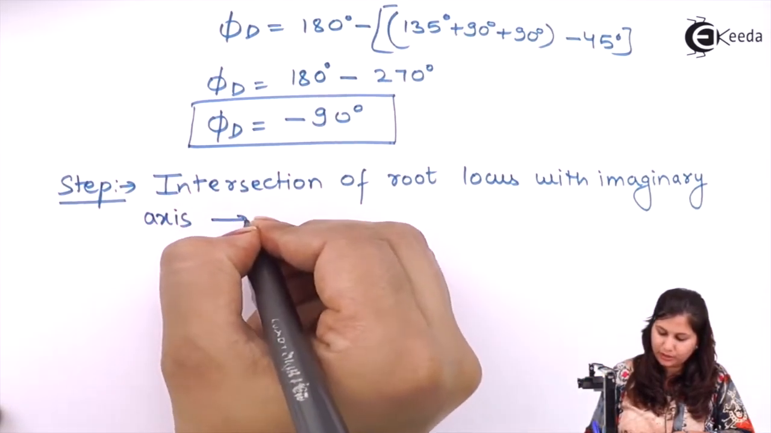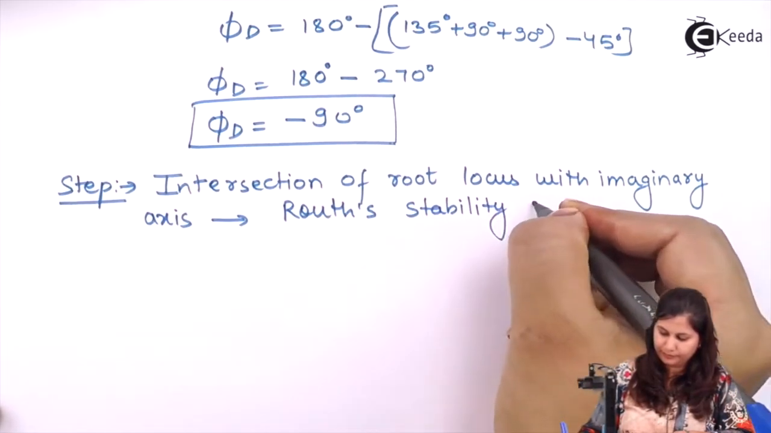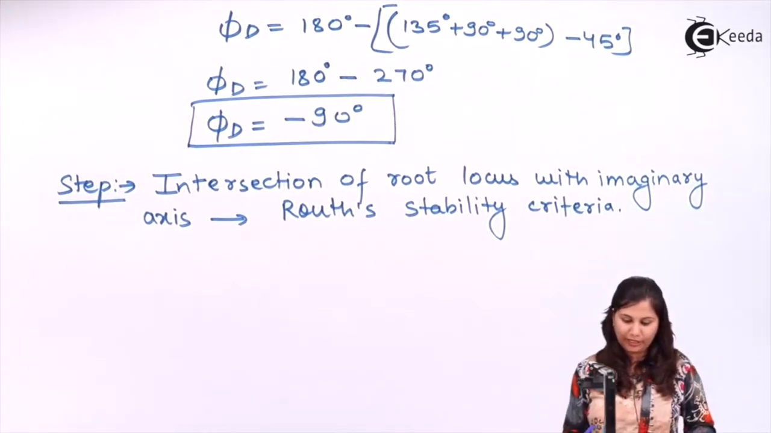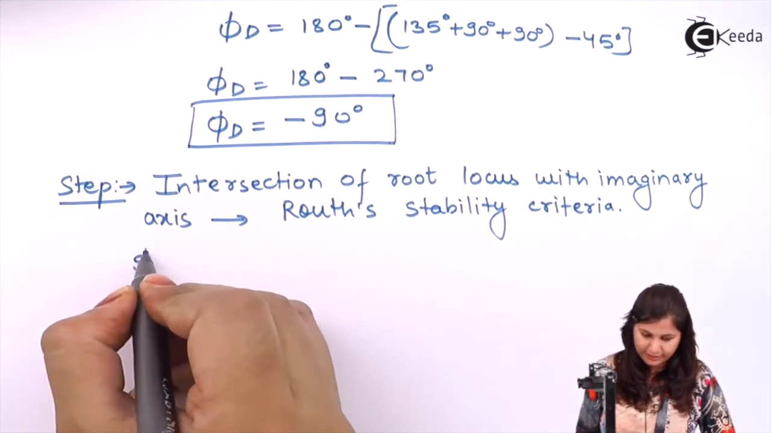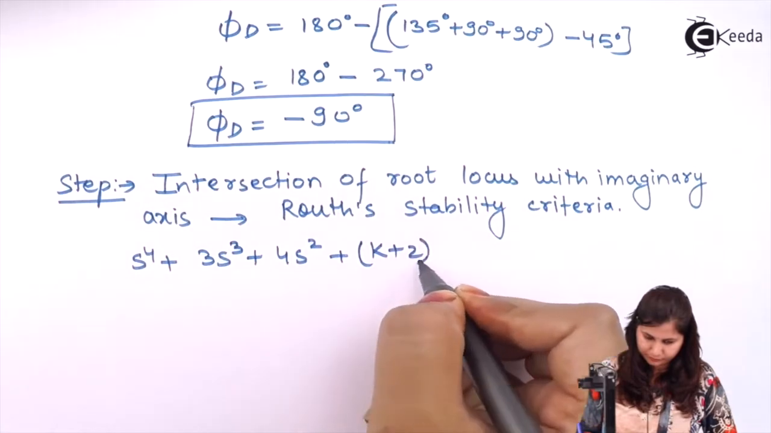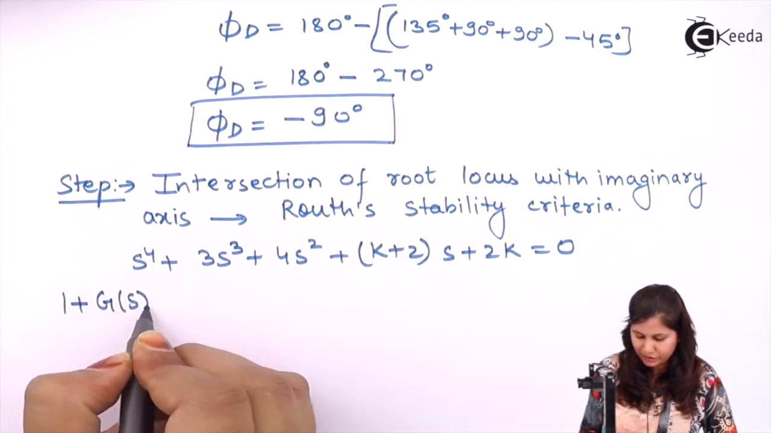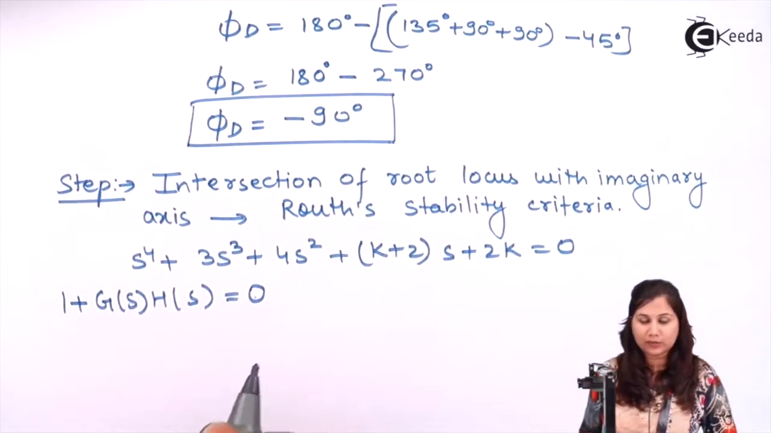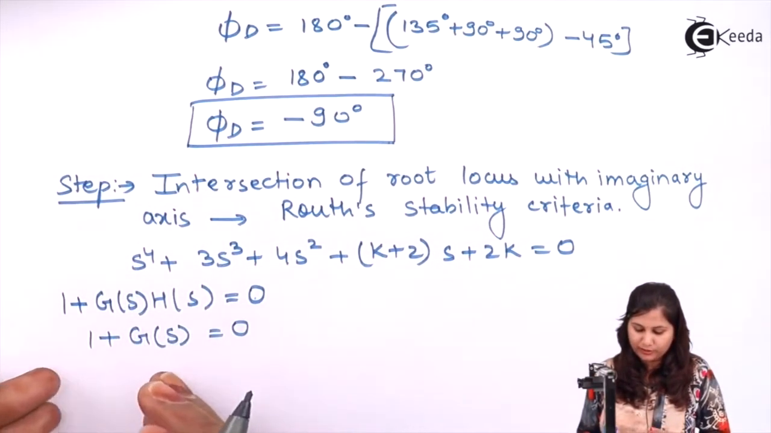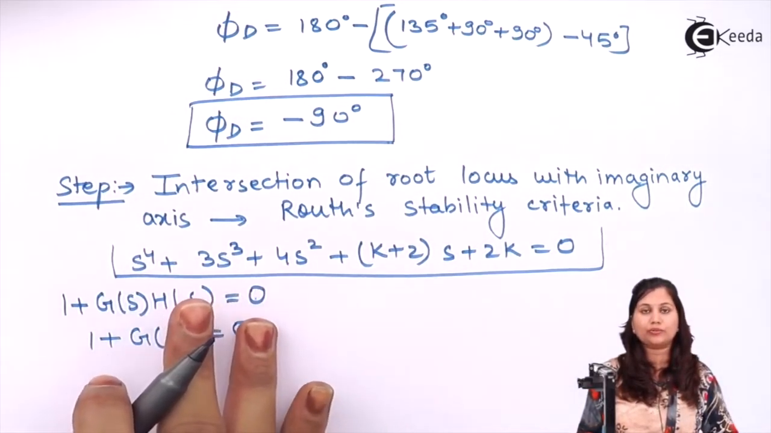For this, we will use the Routh stability criteria, and for the Routh stability criteria, we will form the Routh array. So for the Routh array, we first have to obtain the characteristic equation. The characteristic equation for this system, we have already obtained. For the characteristic equation, you have to put 1 plus G(s)H(s) equals 0. H(s) here is 1, so you put 1 plus G(s) equals 0. G(s) is given to you, so just solve this and obtain the characteristic equation. Now using this characteristic equation, form the Routh array.